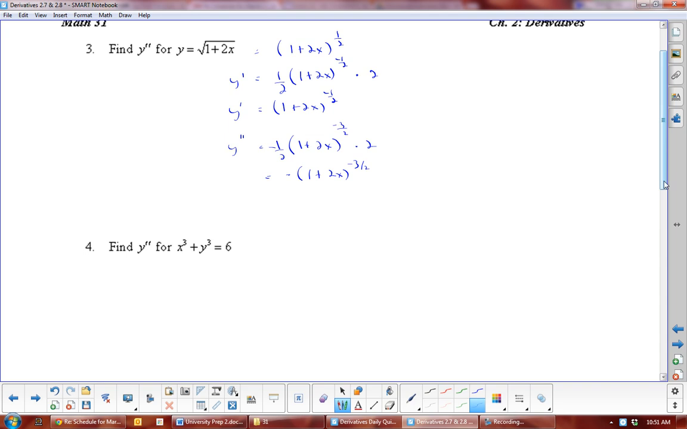Because they did give it to us in radical form, we should leave it in that way. So I'm just going to put it first as a positive exponent. Right? And then that would be negative 1 over 1 plus square root of 1 plus 2x cubed. Again, I could put that 3 on the outside or on the inside.